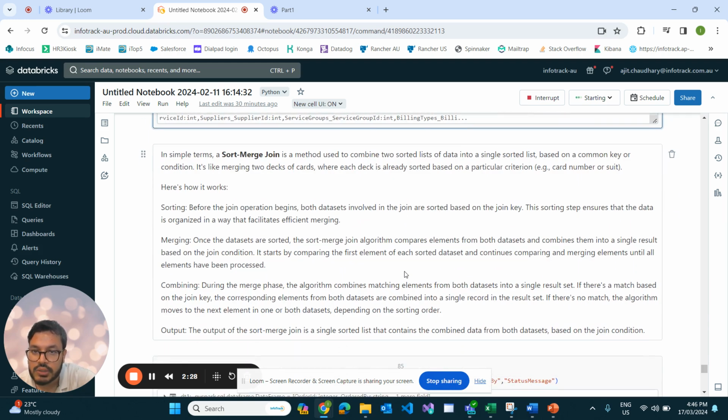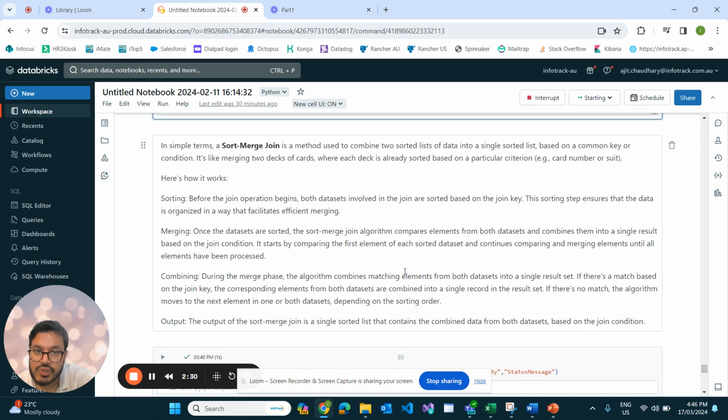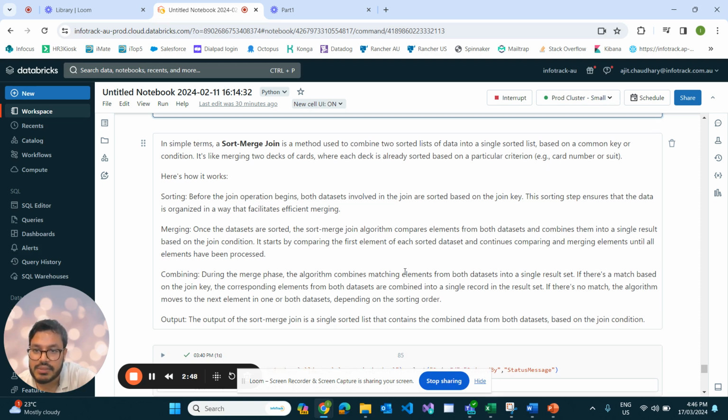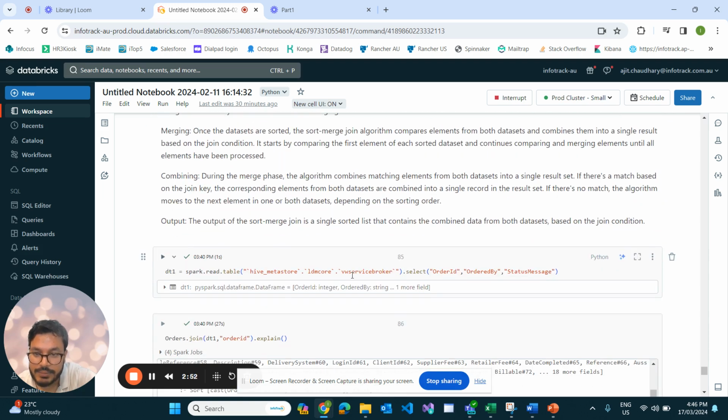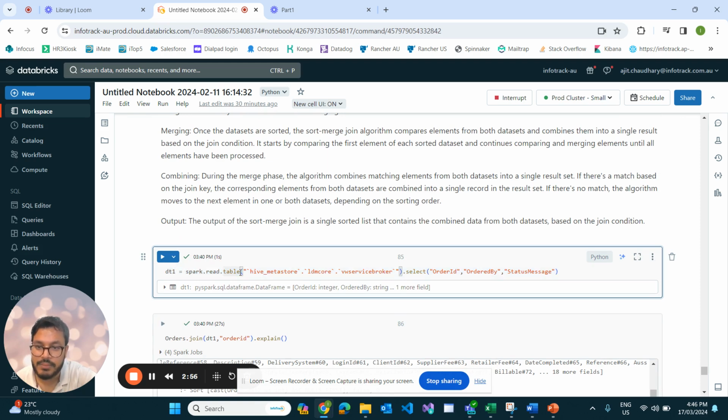So what is sort merge join? Sort merge join happens when both your tables are large enough, and what sort merge does is combine two sorted lists of data into a single sorted list, commonly based on the key or condition that matches the criteria. If we look at this another table, this one is D1. This is also a very big table.